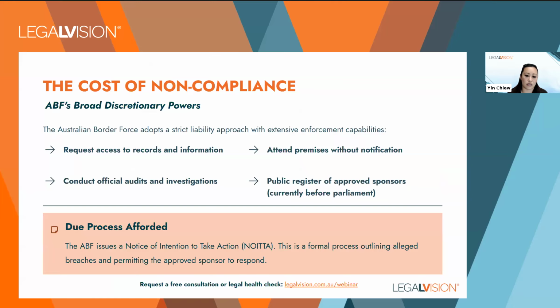But if that is not accepted by the Australian Border Force, then as I said, they can cancel the sponsorship, they can bar them from sponsorship, and they will publish that sponsorship sanction on their public register as well. They can issue monetary penalties, and this will be all adverse information too.